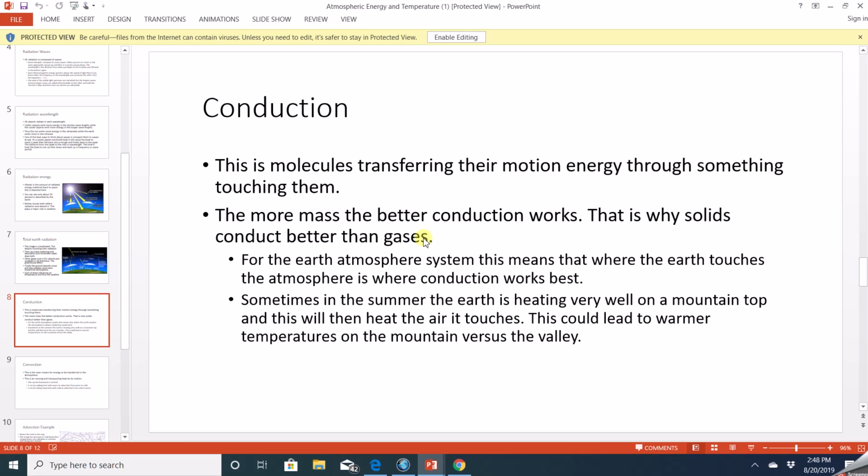Doesn't happen a lot in the atmosphere, but it does happen near the surface of the ground. And it happens to your planes, probably from the gases around them or from ice that gets on them or whatever. So you can see that it does occur. That's conduction.